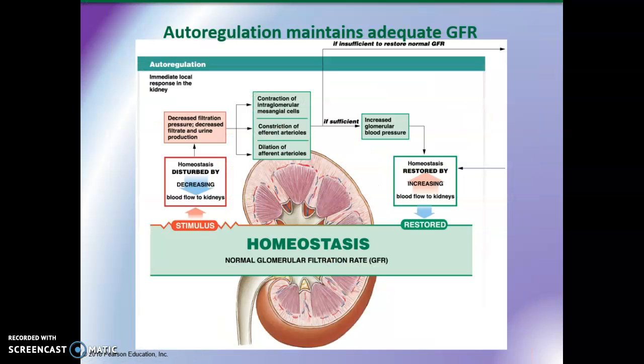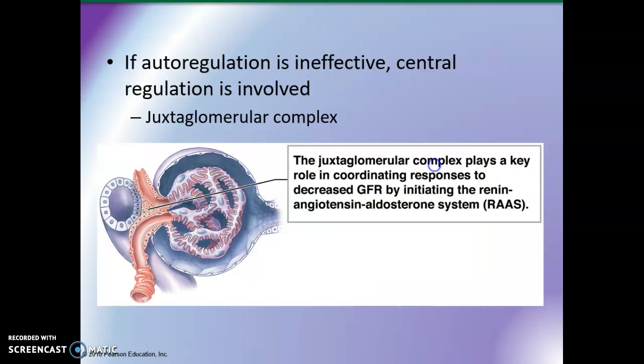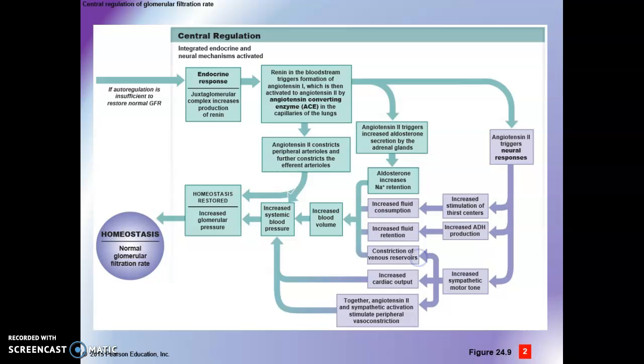If autoregulation is not enough, then central regulation is involved. The juxtaglomerular complex plays a key role in coordinating responses to decrease the glomerular filtration rate by initiating the renin-angiotensin-aldosterone system, or RAAS.